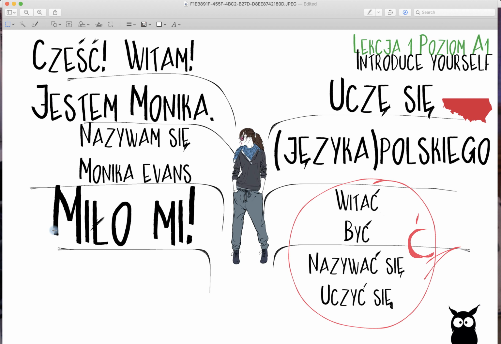Okay. So now we've got this expression here with a strange letter again, right? Let me introduce you to this beauty, and this is ł, l with a little cross in the middle, and that's pronounced as w, as in whiskey, right? It will always be the case. This is our w sound, and this expression means it's nice to meet you.